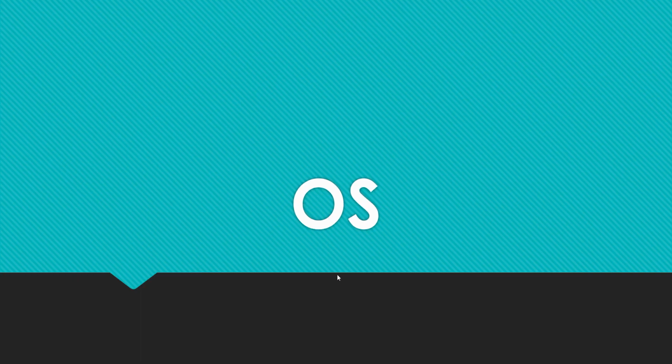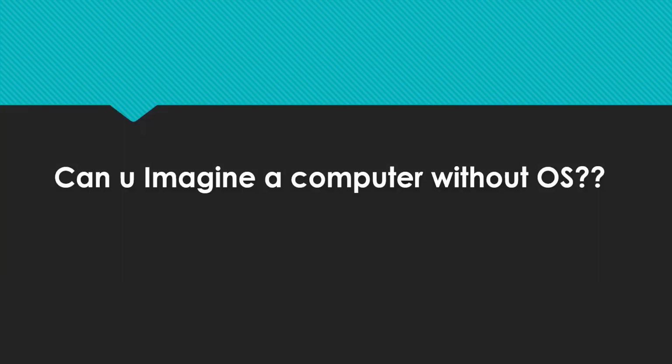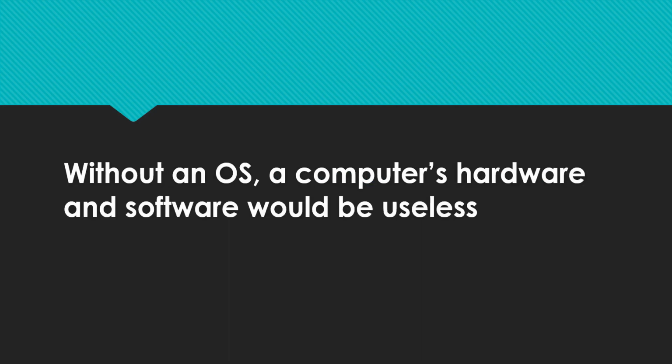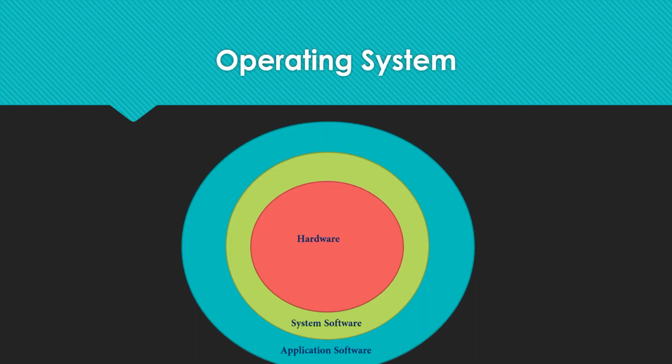Let's start with what is meant by OS. You all know that the full form of OS is operating system. Can you imagine a computer without an OS? No, of course not. Without an OS, a computer's hardware and software would be useless. Let's see this picture in detail.